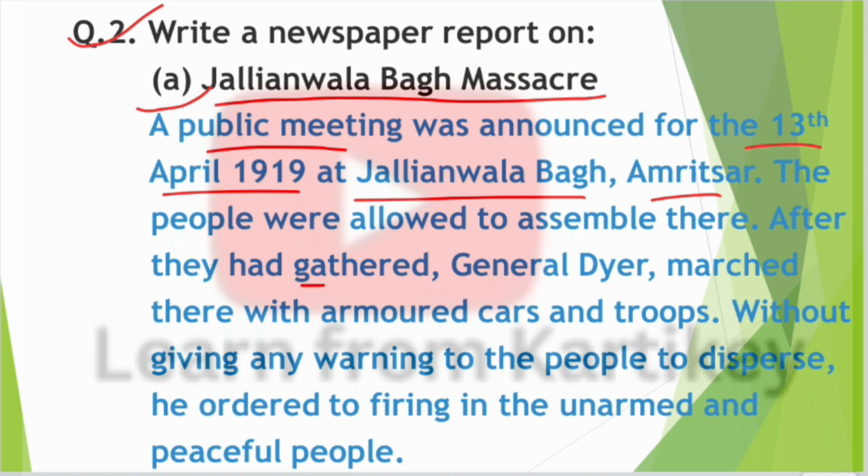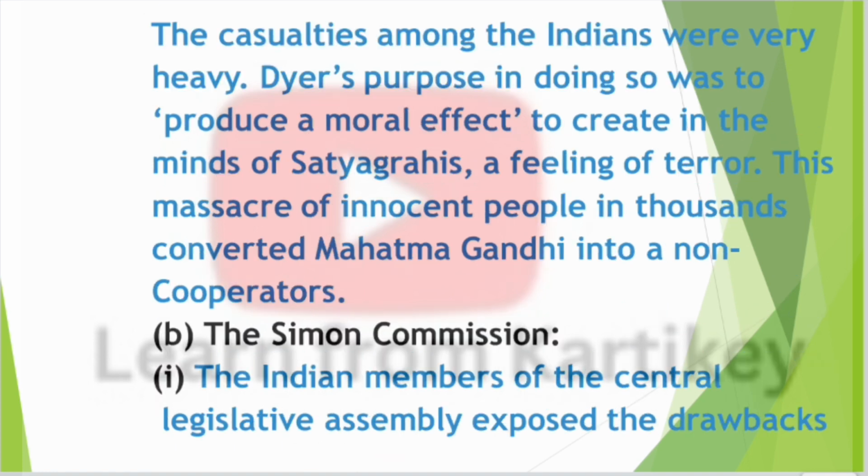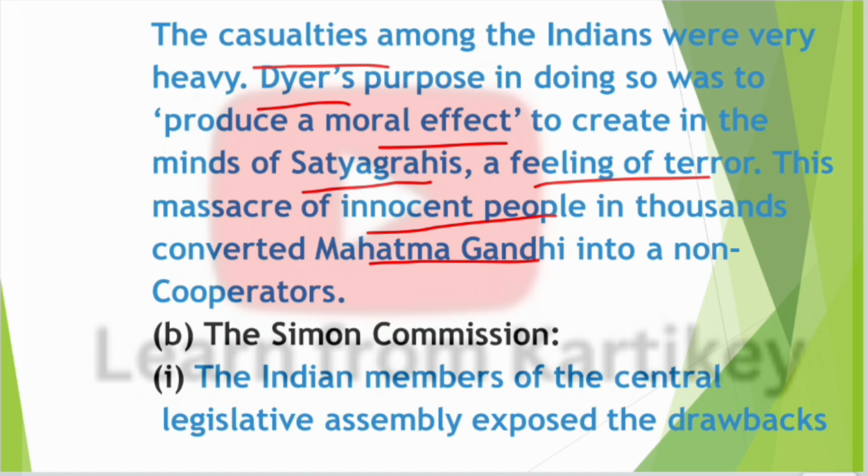After they had gathered, General Dyer marched there with armored cars and troops without giving any warning to the people to disperse. He ordered firing on the unarmed and peaceful people. The casualties among the Indians were very heavy. Dyer's purpose in doing so was to produce a moral effect, to create in the minds of satyagrahis a feeling of terror. This massacre of innocent people in thousands converted Mahatma Gandhi into a non-cooperator.